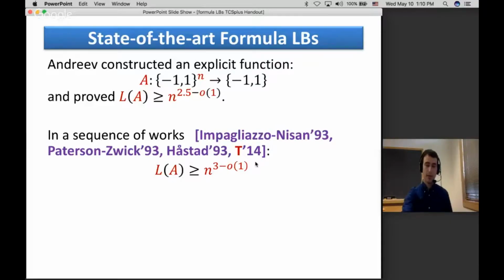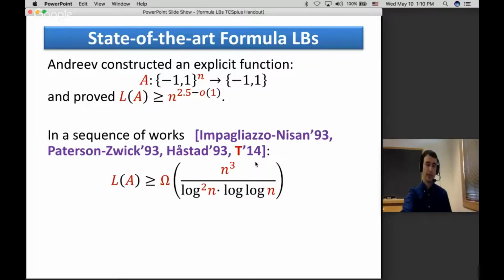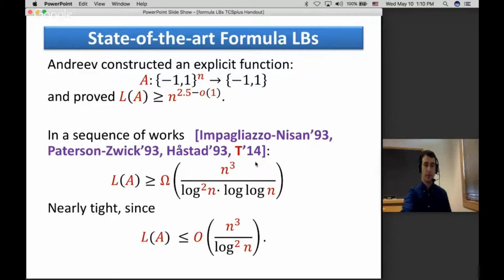And to be a little bit more precise about this lower bound, this is n cubed over log squared n times log log n. And this lower bound is nearly tight for this function, because a straightforward computation shows that you can do it actually in formula size n cubed over log squared n. So really, you can only hope to improve this log log n factor, which is not so big. And if you want to further improve the lower bound, it means that you need to find a new function. And we will see the construction later on in this talk.